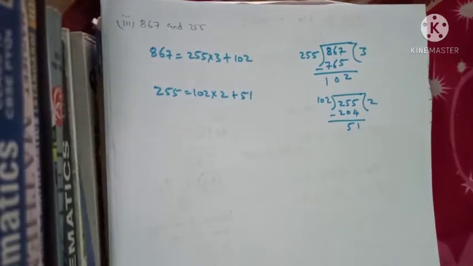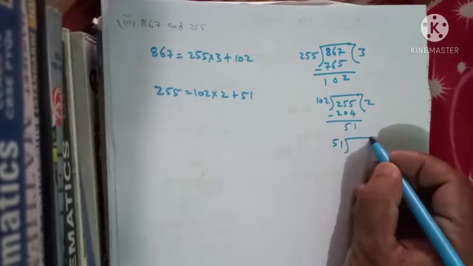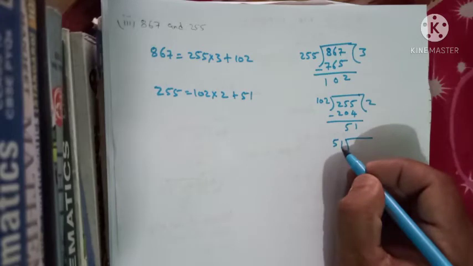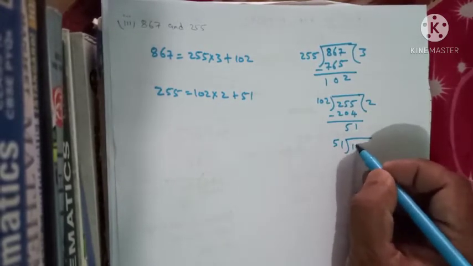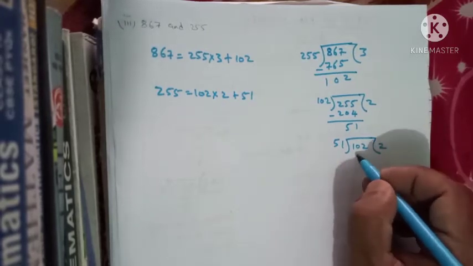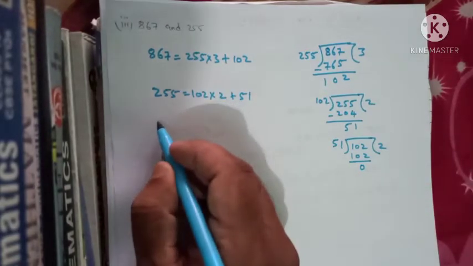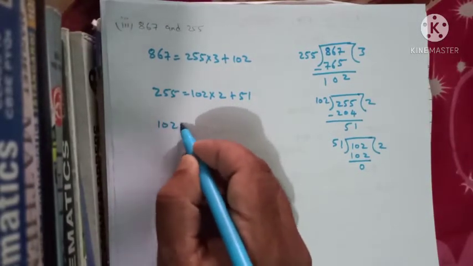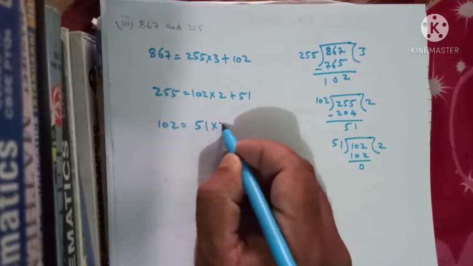Again, the remainder is not equal to 0, we will proceed further. So the remainder 51 will become the divisor at this step, and the divisor of the last step, 102, will be the dividend of this step. So 2 times it will go, 102, 0 is the remainder. So we are getting dividend 102 is equal to divisor 51 into quotient 2 plus remainder 0.